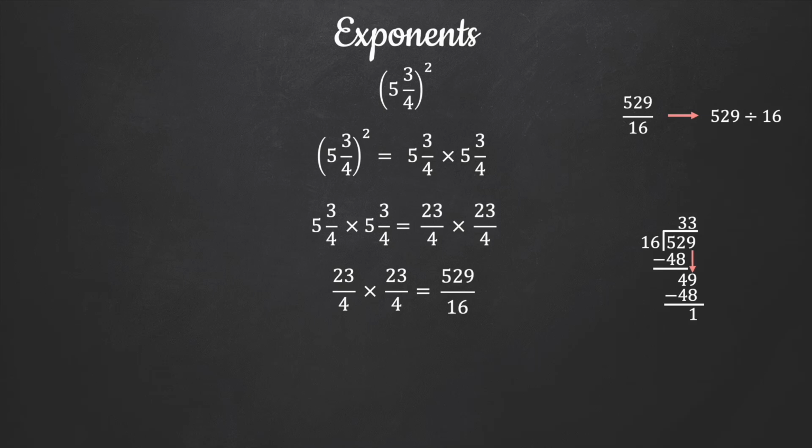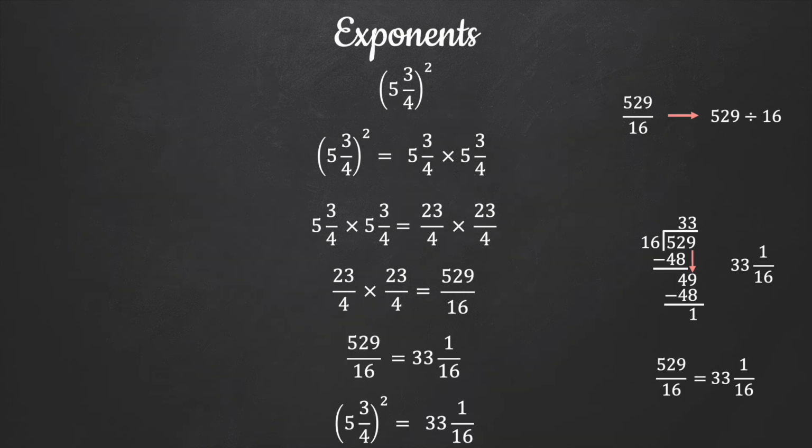So 16 goes into 529 33 times, so that's our whole number. We have a remainder of 1, so that's our numerator. And then we're dividing by 16, so that's our denominator because it takes 16 parts to make a whole. So 529 over 16 is equal to 33 and 1 over 16. So that means that 5 3/4 squared is equal to 33 and 1 over 16. And that's it.